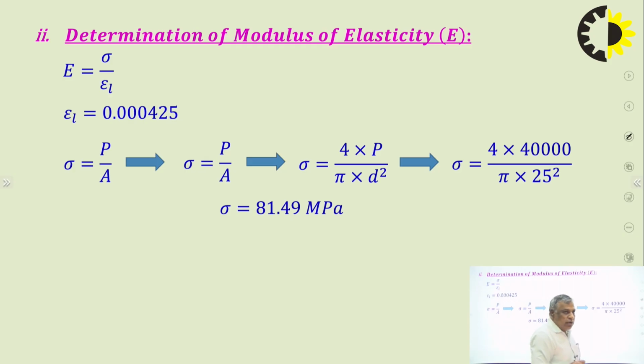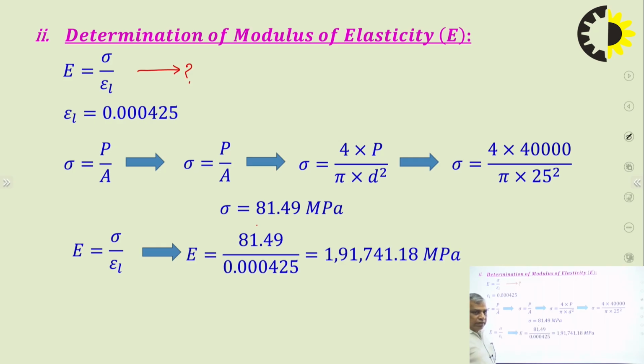Sigma is known, epsilon L is known. So the ratio of sigma upon epsilon L is modulus of elasticity for this material. We just put this value in this expression and we can get the modulus of elasticity. So E is equal to sigma upon epsilon L. Putting the values, it is 1,91,741.18 megapascal. This is megapascal.